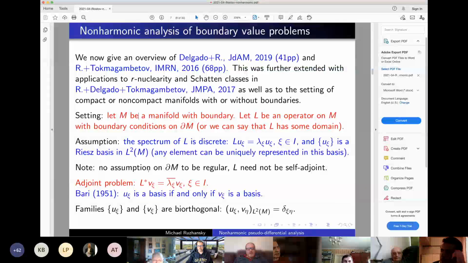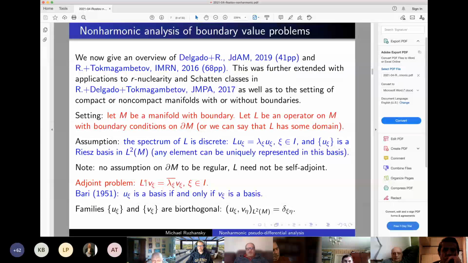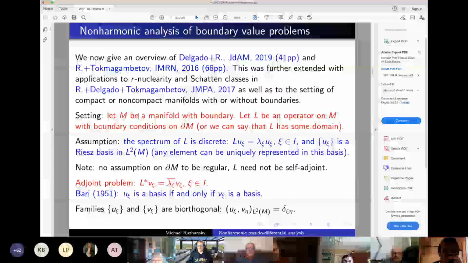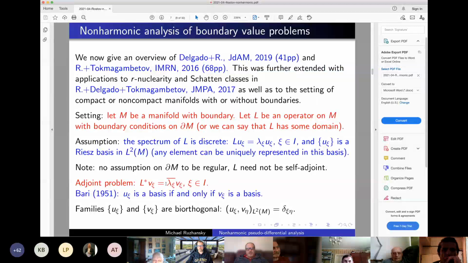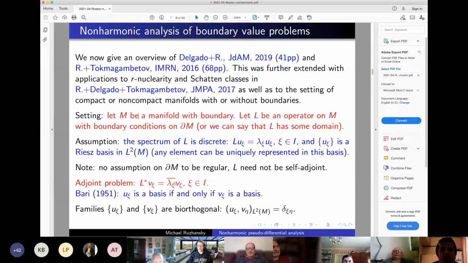namely, going back to the work of Bari, she considered this kind of decomposition. Then we can consider the adjoint problem, which will also have a discrete spectrum. It will have the same eigenvalues with complex conjugates, and it will also have eigenfunctions v_ξ, which will be a basis. So she proved that if we assume that u_ξ is a Riesz basis, then for the adjoint operator, the eigenfunctions will also form a Riesz basis. And moreover, these families are biorthogonal.